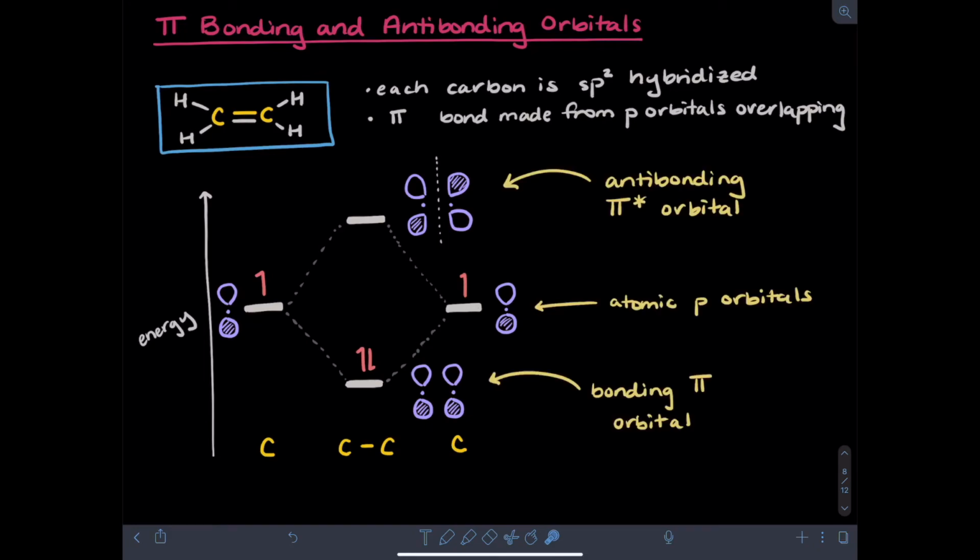To formally classify all of our orbitals here, I started out with our 2 atomic p orbitals, one on each carbon. I brought them together side to side to make our bonding pi molecular orbital. And higher in energy, from destructive overlap, I generated an antibonding pi star molecular orbital.